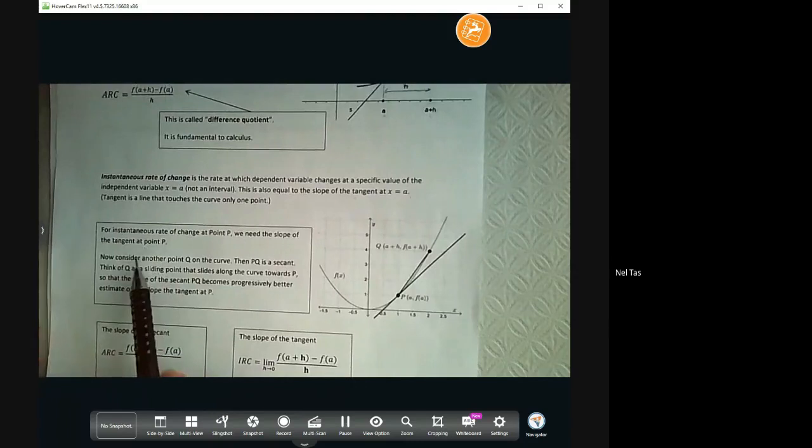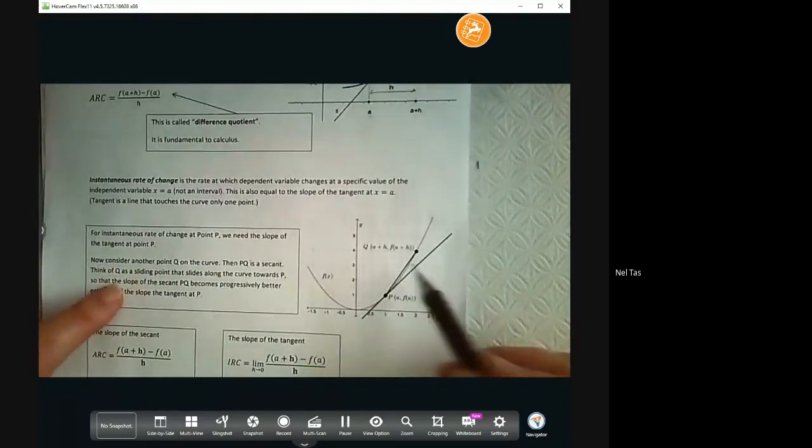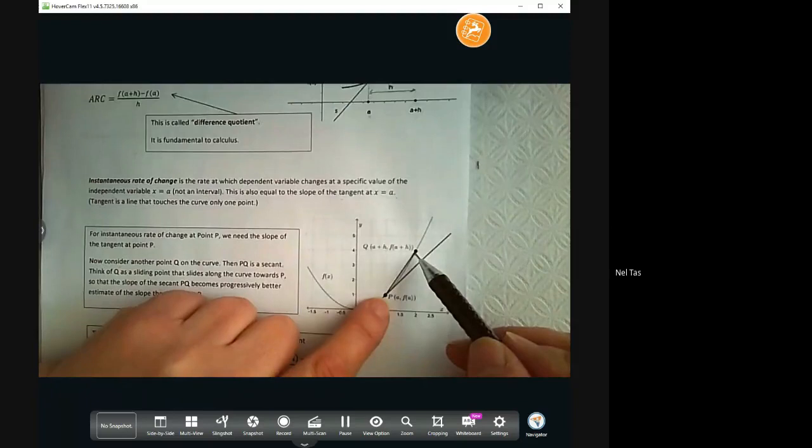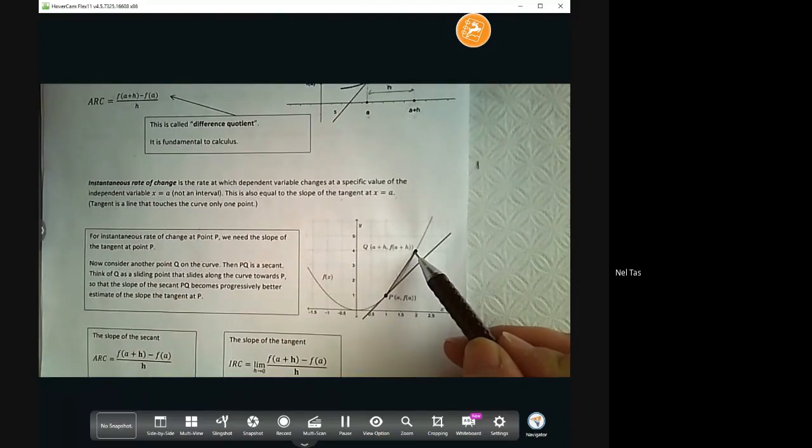So we need the slope of the tangent. Now consider there's another point on the curve, like the previous question. Then this PQ would be the secant, right? If I have another point Q, this PQ is a secant for that curve. Think of Q as a sliding point, okay? Q is a sliding point.